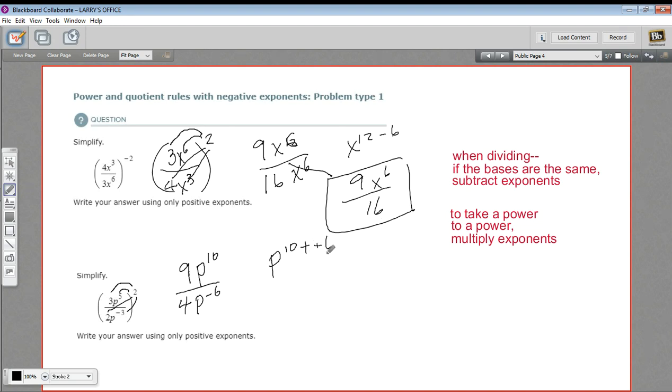Minus a negative is really a positive, so on top, we're going to get p to the 16th. So if I rewrite this, I'd have 9p to the 16th over 4. And that is as simple as we can make that one. So that is how to apply power rule, quotient rule with negative exponents.